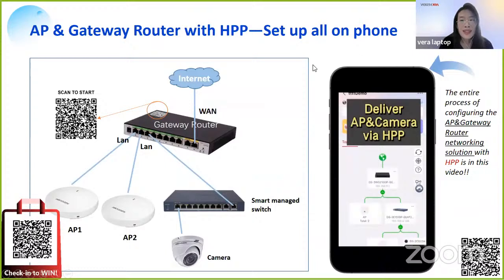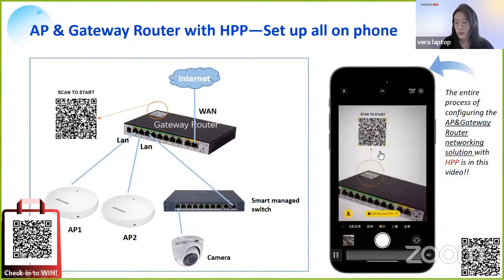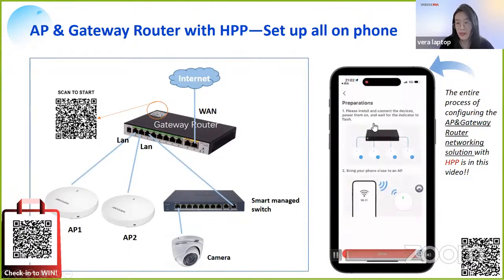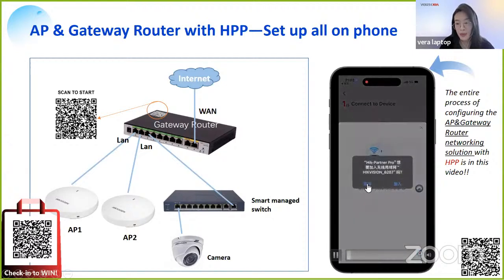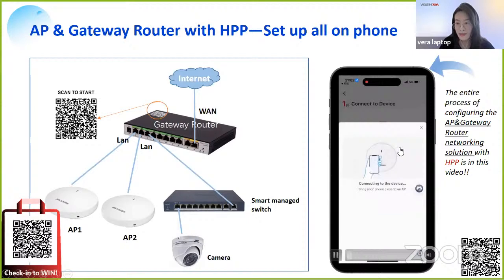So the first one is set up onboarding, which delivers the AP and the camera by the HPP. The entire process of the AP can be done by the HPP without a laptop. We just open the camera of the mobile phone to scan the QR code on the gateway router, and then we can check the status. Scan the QR code using the HPP to connect to the devices. So this is our appearance for the wireless AP.